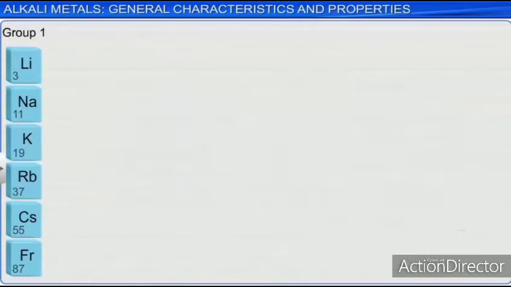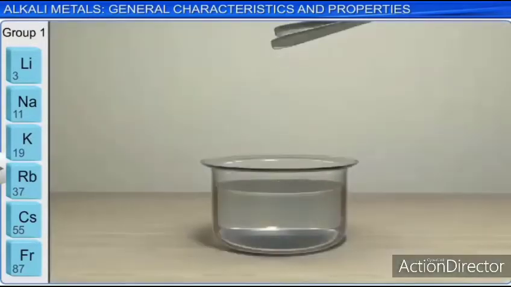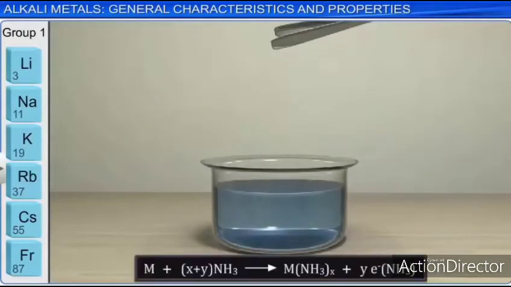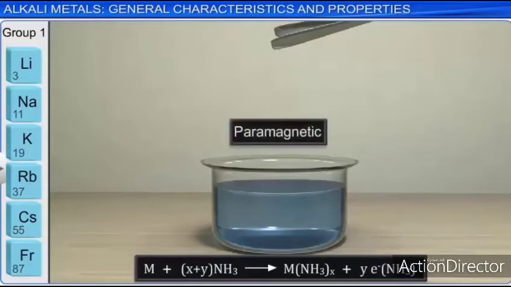The alkali metals will dissolve in liquid ammonia. As the metals dissolve, the resulting solution turns blue, as shown in the photograph. The blue color is due to ammoniated electrons, which absorb visible light. The solutions are paramagnetic, which means that they are attracted to an externally applied magnetic field.